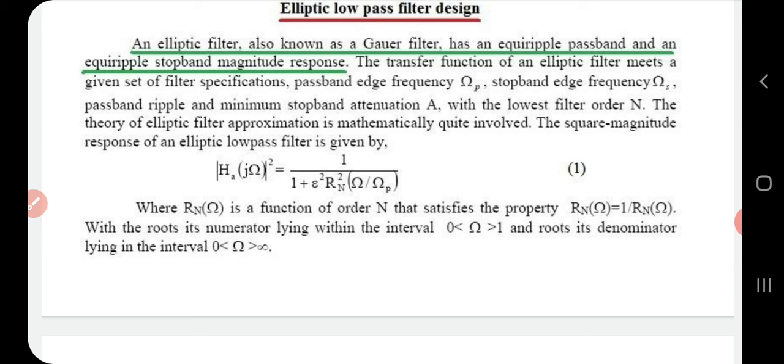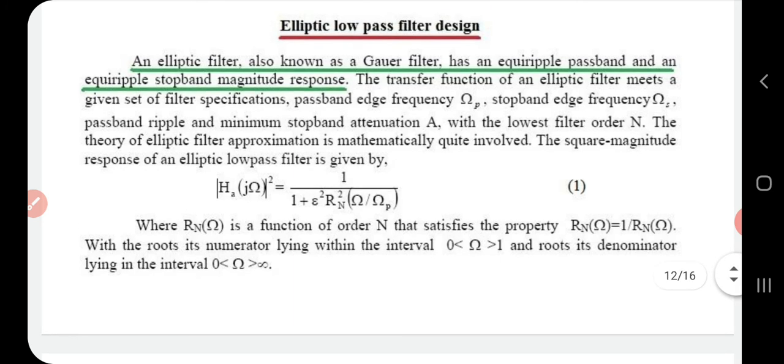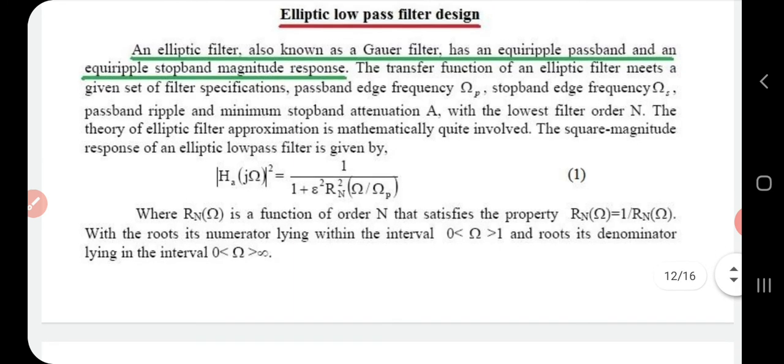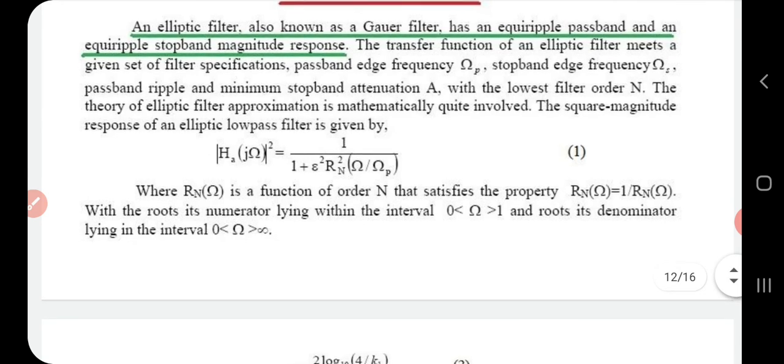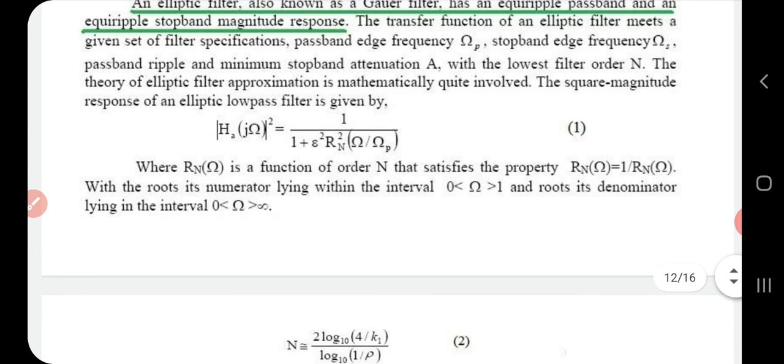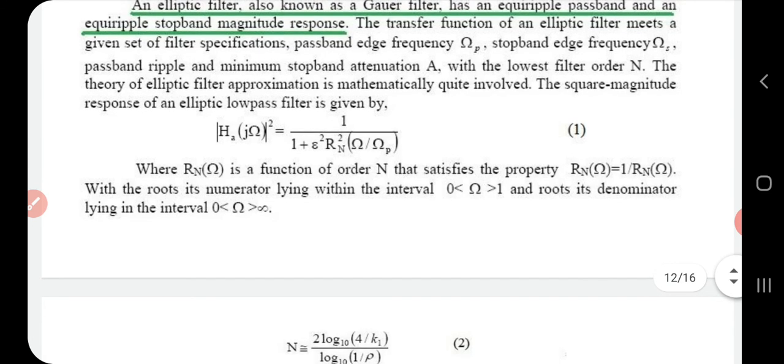Now in the case of elliptic low pass filter design, the square magnitude response, as in the case of Chebyshev filter, is given by a different expression. See here, instead of Tn, it is Rn. That is another polynomial, or a function of order n which satisfies a particular property given by this. Now its limit lies between 0 and 1, that is normalized frequency lies between 0 and 1, and the roots of the numerator lie between 0 and 1, whereas roots of the denominator lie between 0 and infinity. What is omega? Normalized frequency.